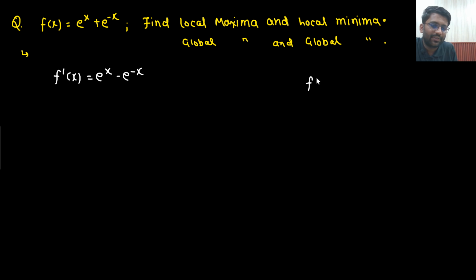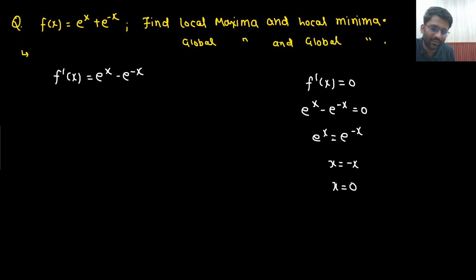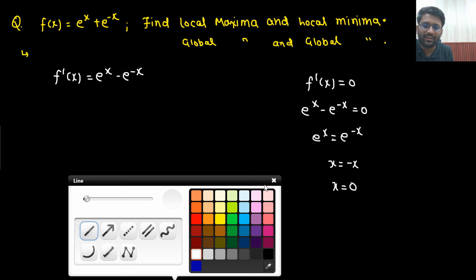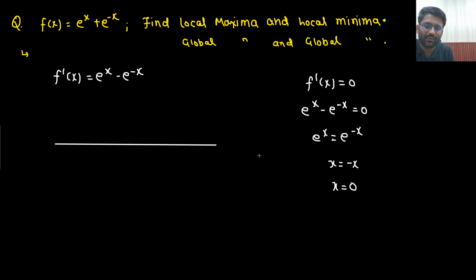When f dash x becomes 0, what is the point where f dash x is becoming 0? So e to the power x minus e to the power minus x should equal 0. Then e to the power x should equal e to the power minus x. From here I can sense that x should equal minus x. That means x has to be 0. So your stationary point would be nothing but x equals 0 only.